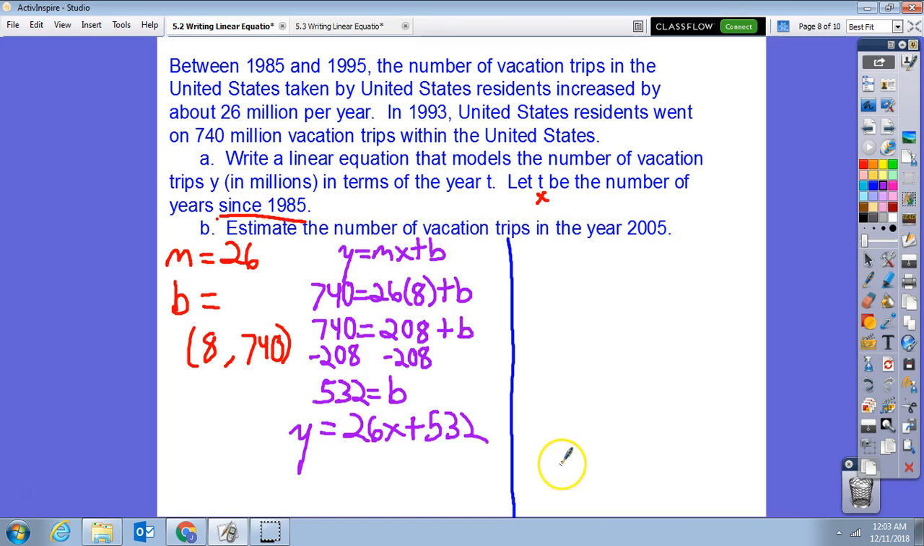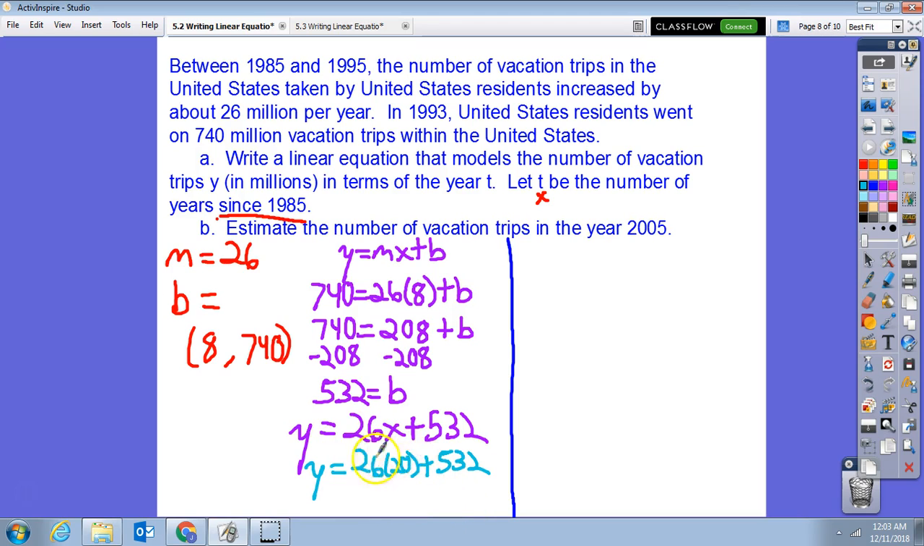Part B says to use this equation to estimate the number of vacation trips in the year 2005. 2005 is 20 years after 1985. 1985 to 2005. So 20 years is what I would actually plug in. I'm going to use a slightly different color here. I'm plugging in 20 for the number of years. If I knew what the vacation trips was and I wanted to find how many years, I would plug it in for y and find x. But since I know the year, I plug it in for x to find y, the vacation trips.